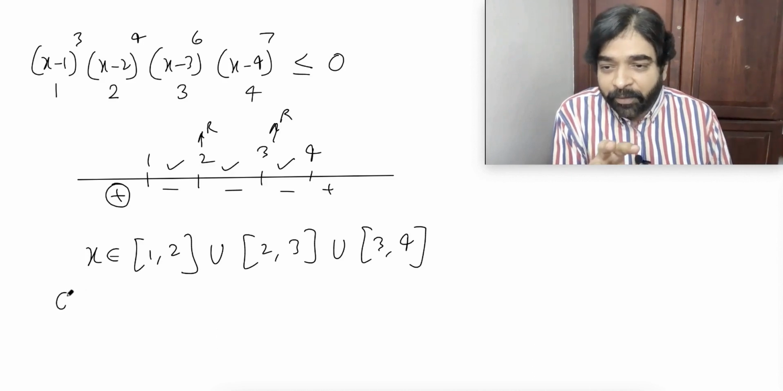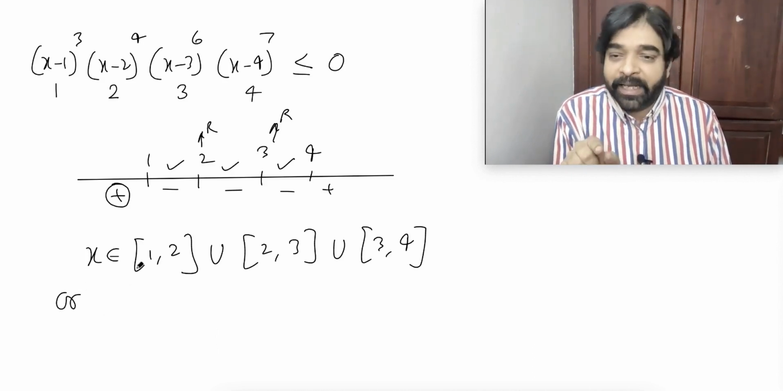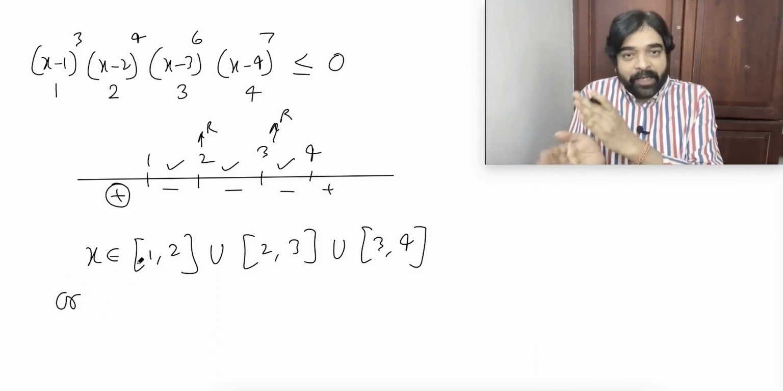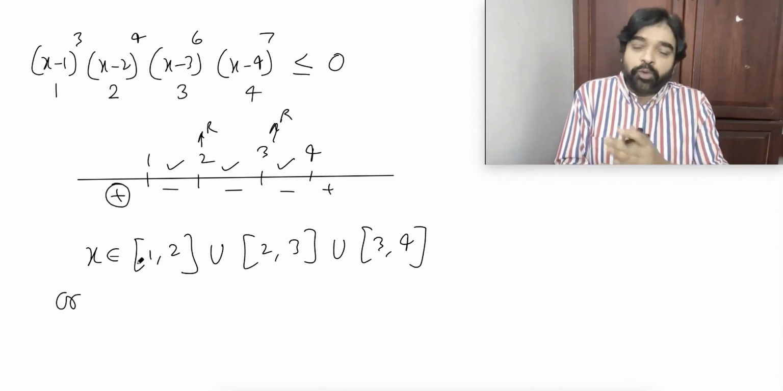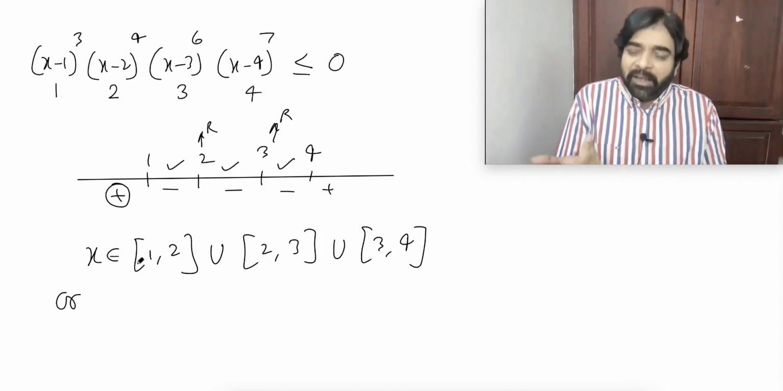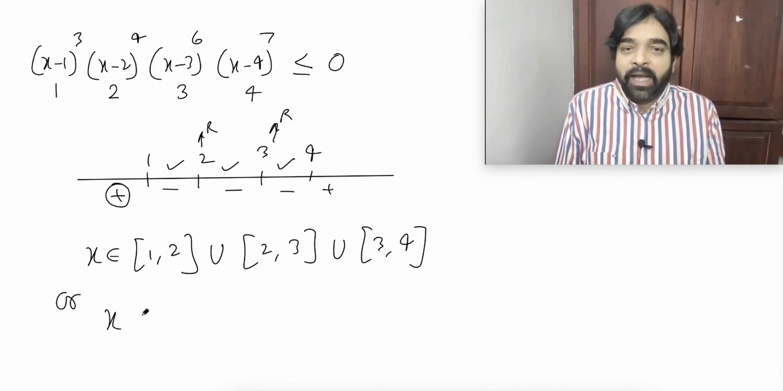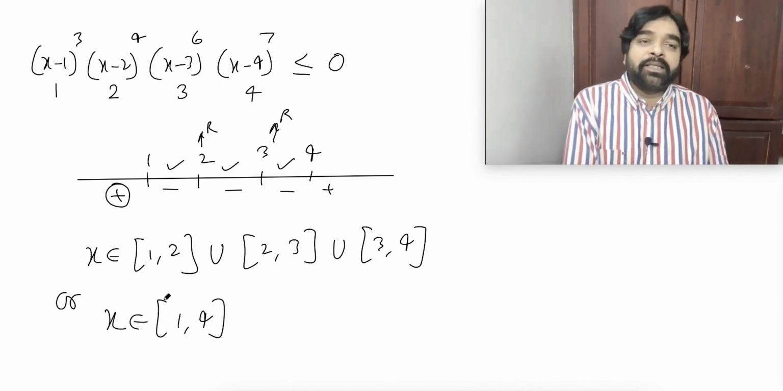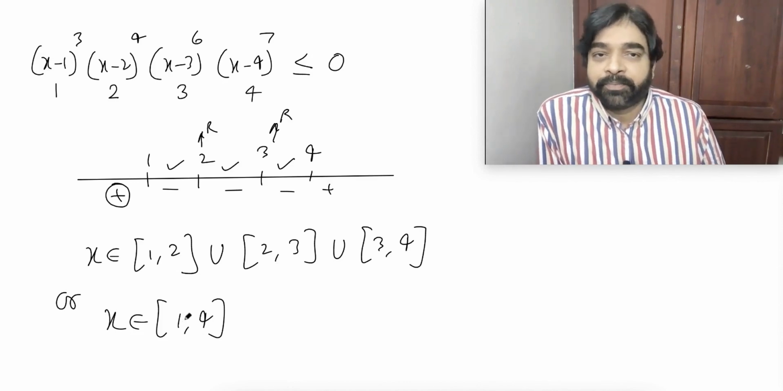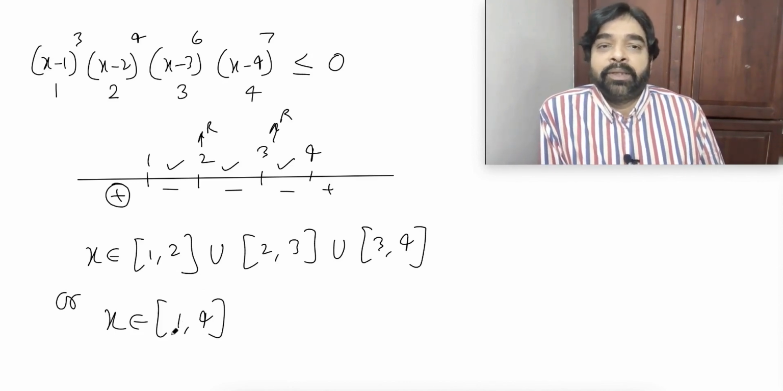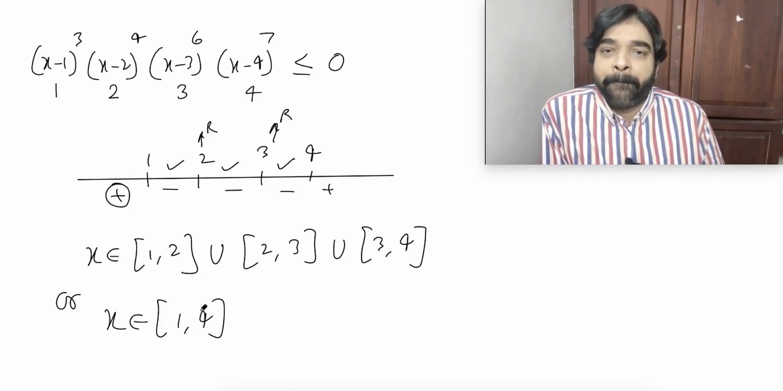But you can write this answer a different way also. It's saying x starts from 1 going to 2, then 2 to 3, then 3 to 4. Then why unnecessarily write this much? I can directly write 1 to 4. The same answer can be expressed this way also. Is this clear to everybody? Am I right?